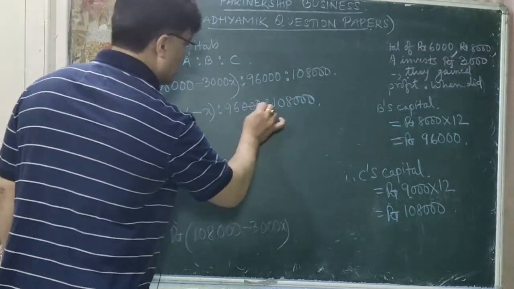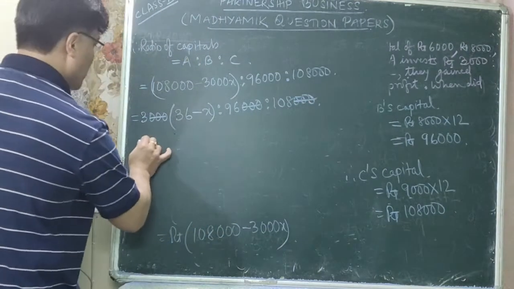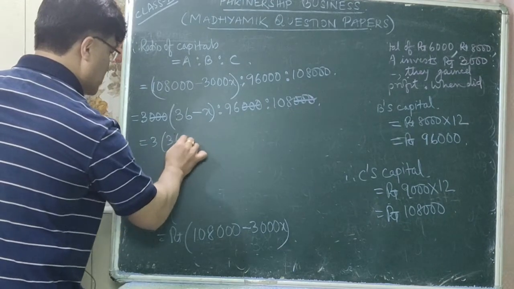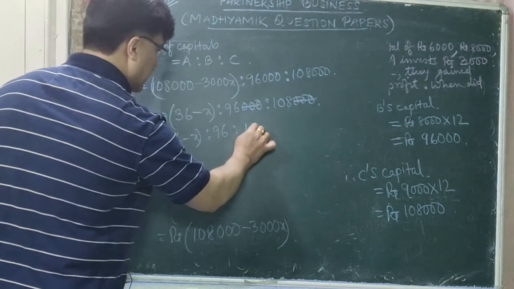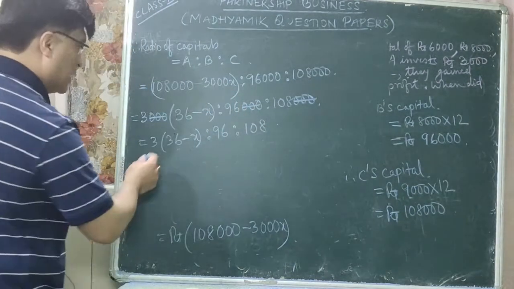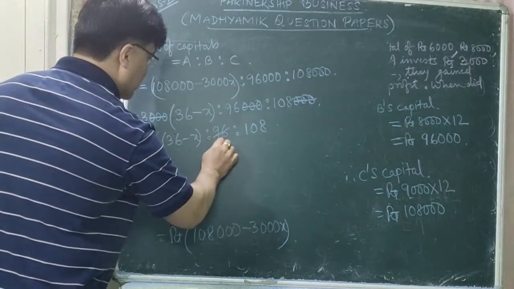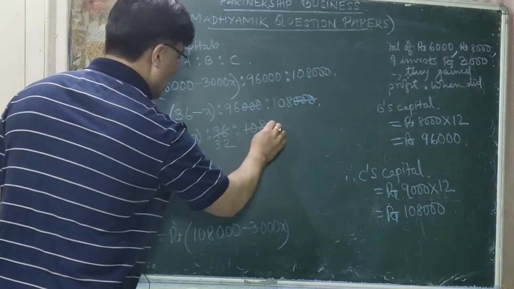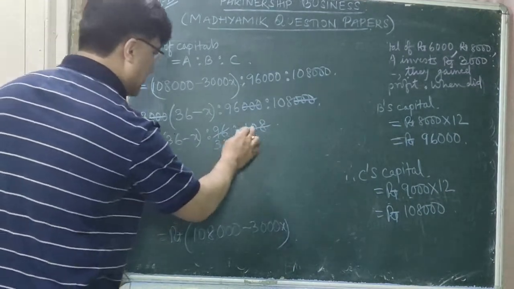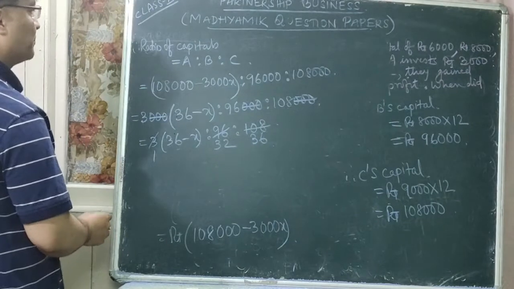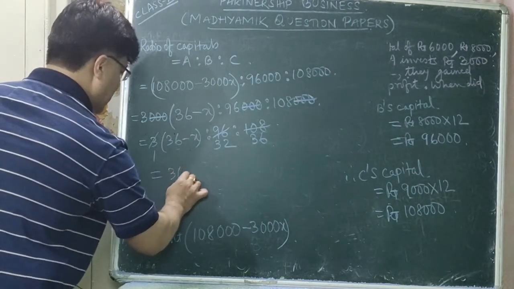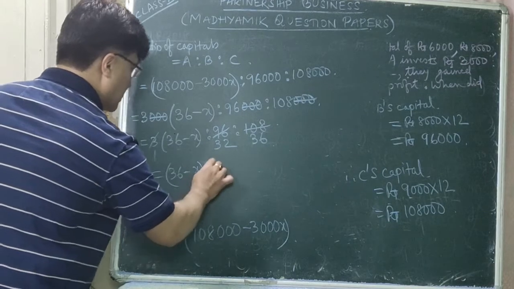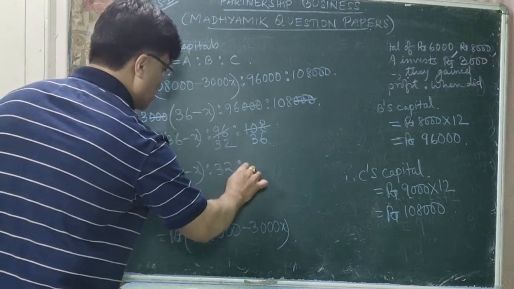So the triple zeros will be cancelled. So is equal to 3 into 36 minus x is to 96 is to 108. Again, by how much does it go? It goes by 3. 3 1s are 3, 3 3s are 9, 3 2s are 6, 3 3s are 9, 3 6s are 18. Is that clear now? So this is your 36 minus x is to 32 is to 36.